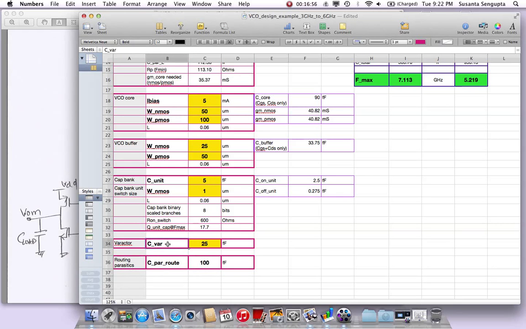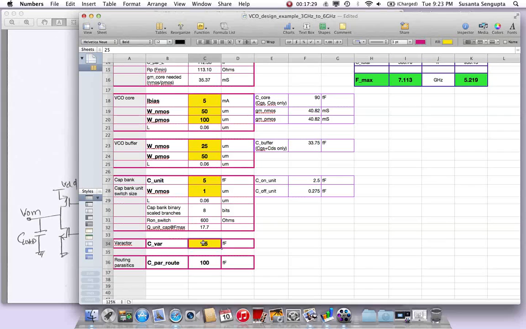The varactor, I've just taken an initial size based on my experience and all, is 25 femtofarad. Typically the varactor size is chosen based on what kind of kV number you want. If you have a higher kV, then this size has to be higher. It automatically gets bigger. But if you have a lower kV, the varactor value gets smaller. At least in this one and other designs, based on the values that I've used, somewhere around 50 femtofarad or less, varactors are good enough.